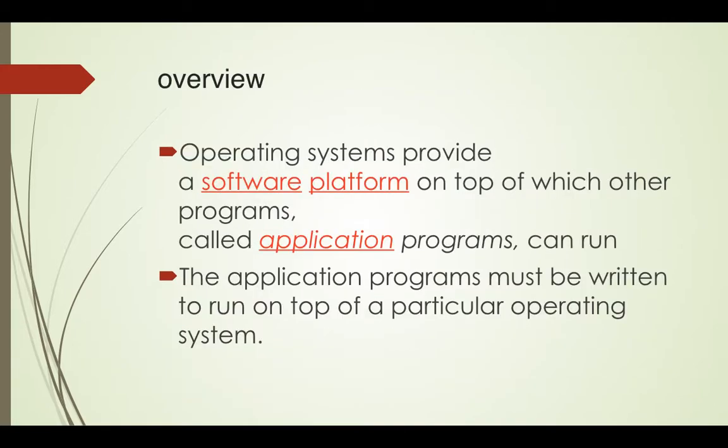Taking these abstract concepts, an overview: an operating system is a software platform on top of which other programs, called application programs, can run to execute their tasks. What we can conclude is that to run an application program I need to have an operating system. Without an operating system, an application cannot execute or function based on user requirements. The application program must be written to run on top of a particular operating system.